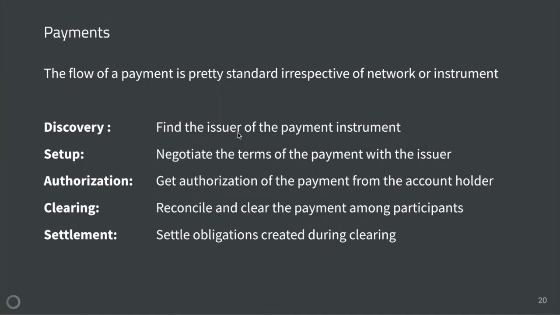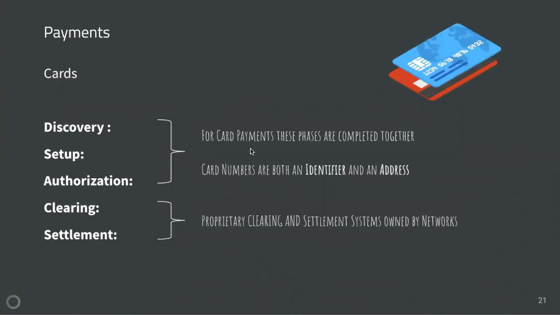And as a result of that, the payment is actually cleared across a payment network and finally settled between all of the entities. So on the card networks, that's compressed down into effectively two or three steps, where the discovery, setup, and authorization are pretty much happening at the same time, because card numbers and card network participants at least are all on the same network, and card numbers, while they're addresses, they're also identifiers. So I give you my card number, you can immediately plug that in and execute a card payment.